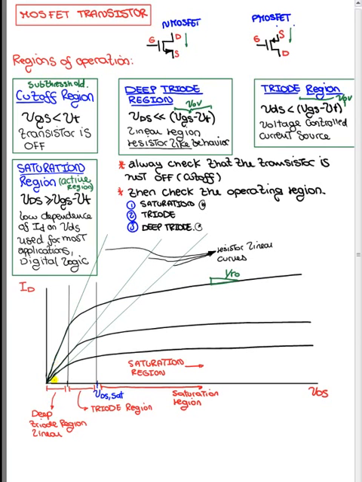Alright, hopefully this video gave you kind of an intuitive view of how MOSFET transistors work. That was kind of the goal.